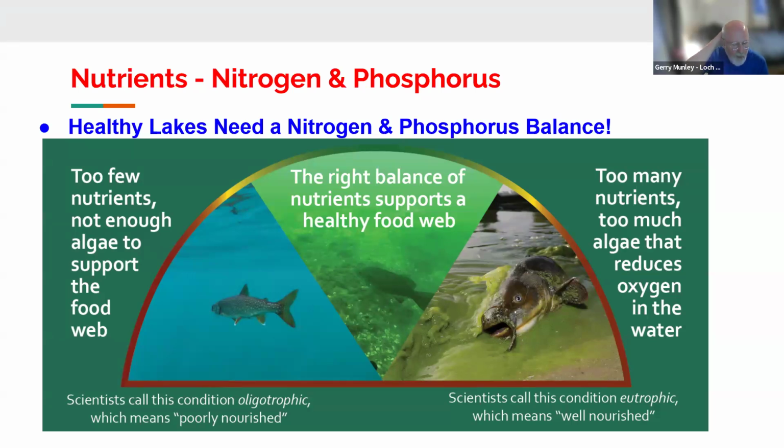So here's the trophic state of oligotrophic versus eutrophic. So it's trying to find that right balance of nutrients for a healthy food web, which may actually conflict with some of the things we want, like a nice lake to go swimming in. So next, please.